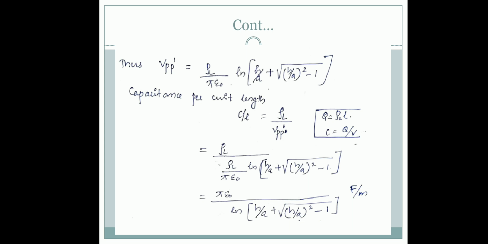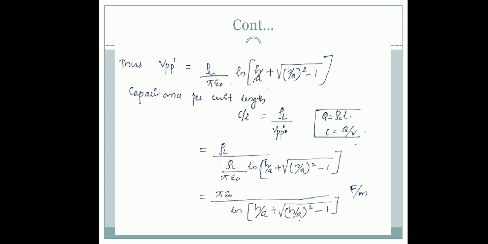Then we can easily find the capacitance per length. The capacitance per length is rho L by VPP dash, since capacitance is Q by V. We can replace Q as rho L into L. So Q becomes rho L into L by V, or capacitance per length is rho L by V. So here V is VPP dash.